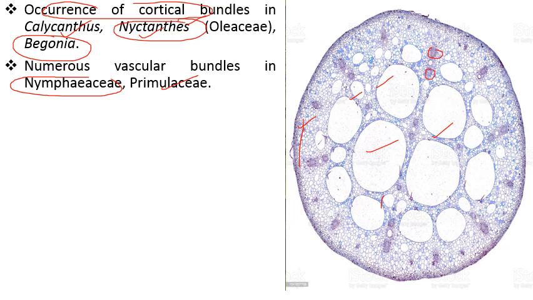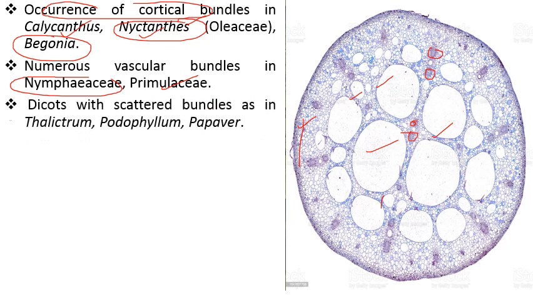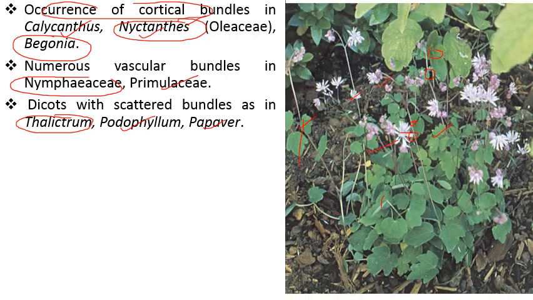the vascular bundles are distributed throughout the plant tissue, and this is a monocot-like feature, which is abnormal compared to the normal dicot stem. Dicots with scattered vascular bundles, as in Thalictrum. There are some dicots like Thalictrum, Podophyllum and Papaver somniferum in which the vascular bundles are scattered, which is basically a feature of monocots, but these are dicots. So it is again an anomaly or abnormality.